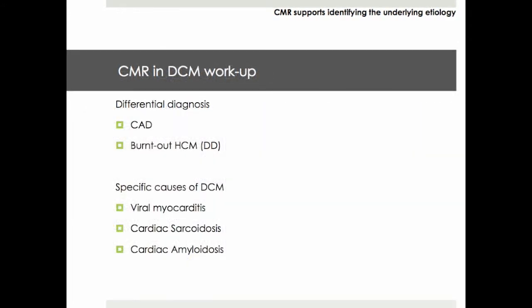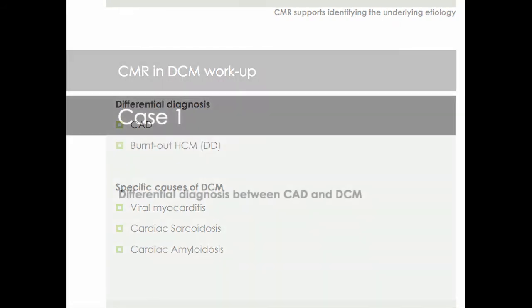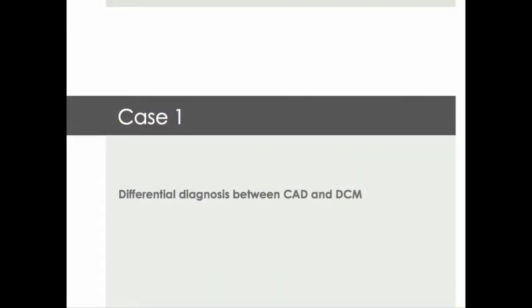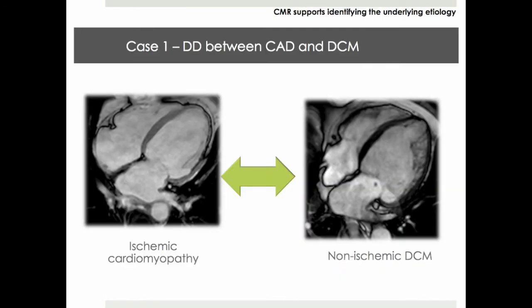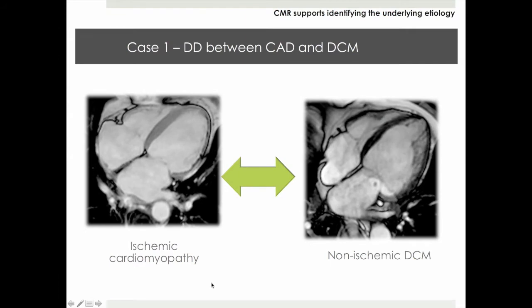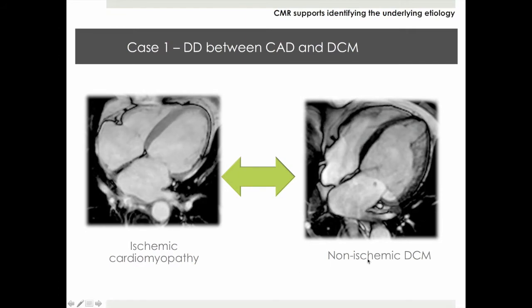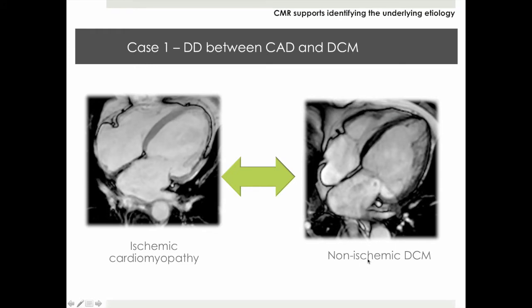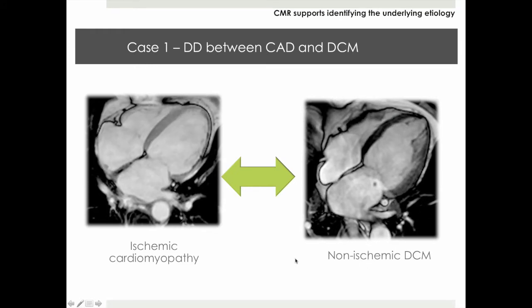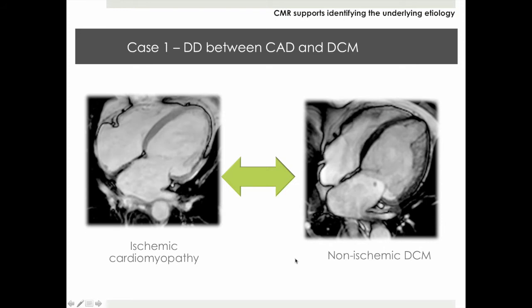We will now have a look at a few examples in which CMR can support differential diagnosis, as well as identify specific causes of DCM. Differential diagnosis between coronary artery disease and DCM represent the first important step. In both cases, ischemic cardiomyopathy on the left-hand side, as well as non-ischemic DCM on the right-hand side, we see enlarged ventricles as well as globally impaired systolic function.